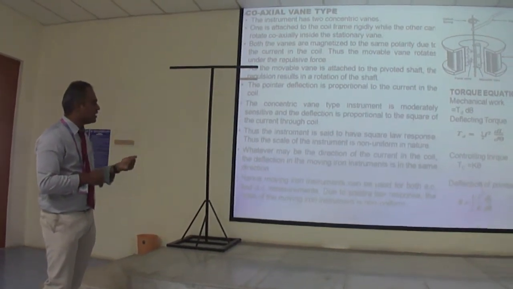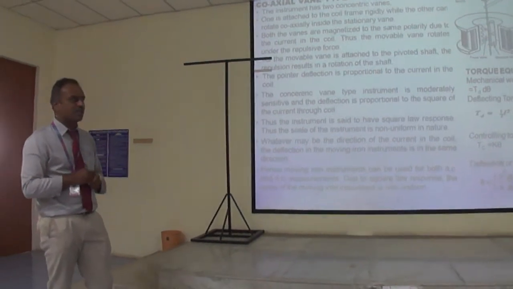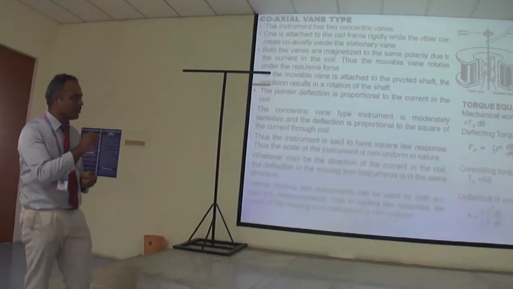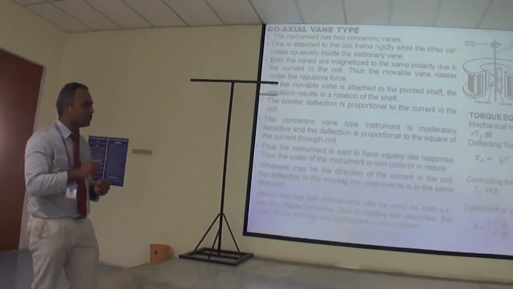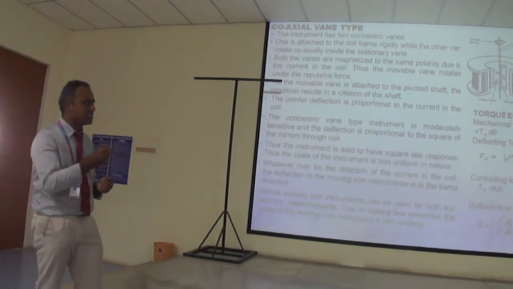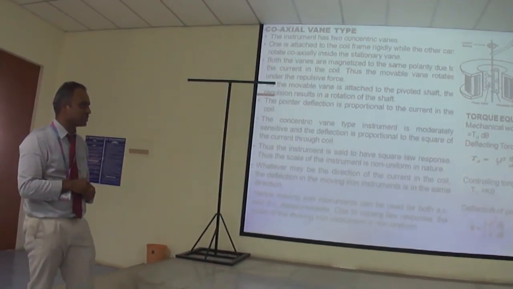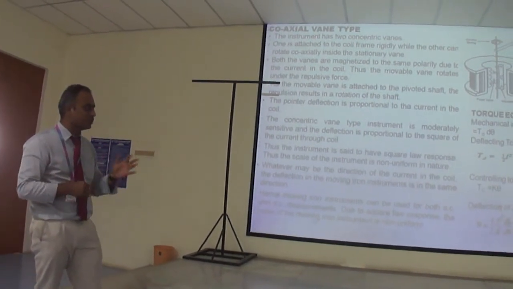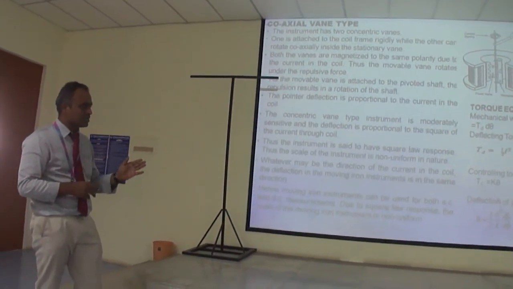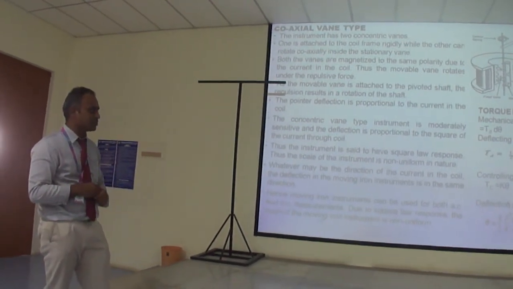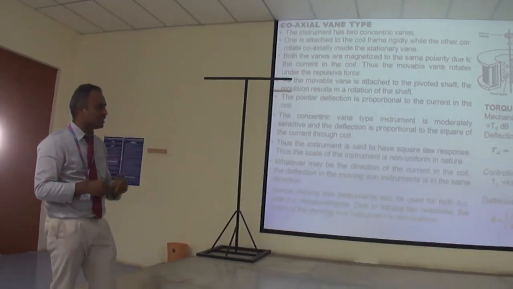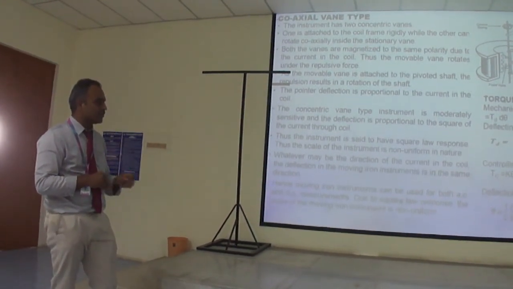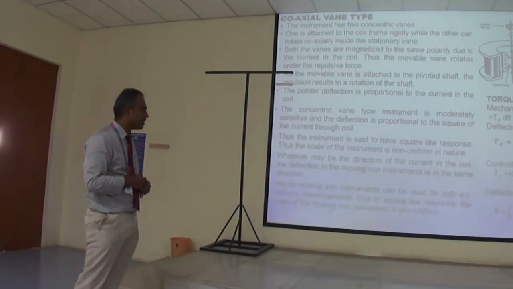You can see here the deflecting torque is proportional to the square of the current. You can see from the equation it's very clear. The deflecting torque TD is equal to 1 by 2 I square into dL by d theta, where dL is the change in inductance and d theta is the change in deflection. Then we get the controlling torque Tc equal to k theta. So the controlling torque is directly proportional to theta, the deflection. At the steady state condition, TD is equal to Tc. So theta equals 1 by 2 I square divided by k, into dL by d theta.